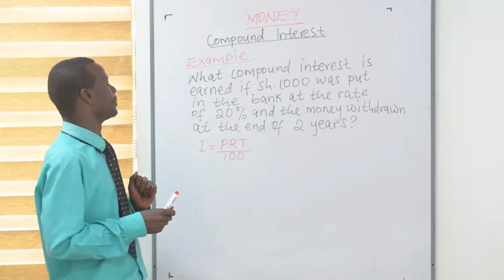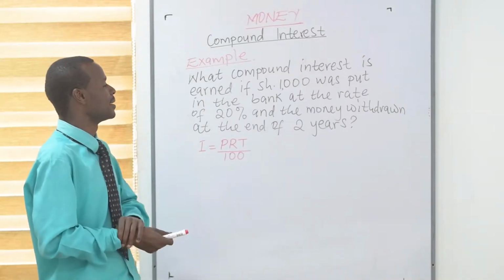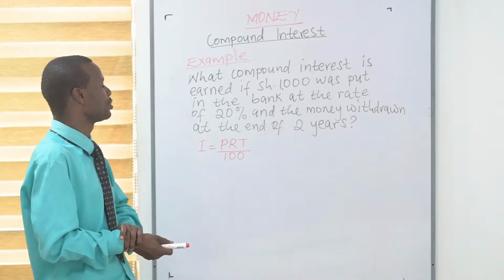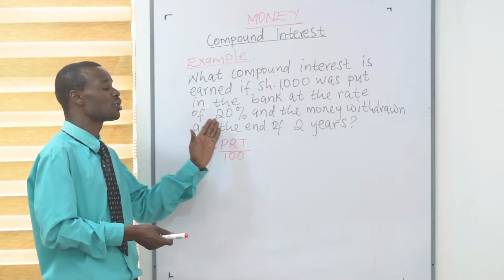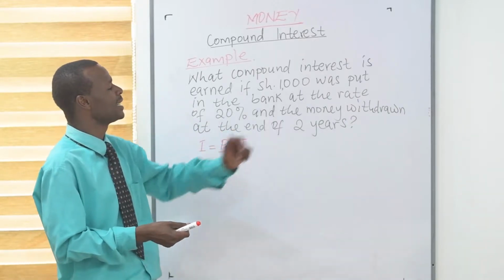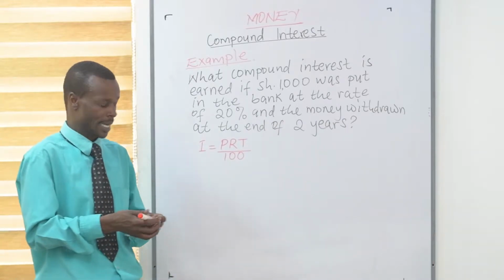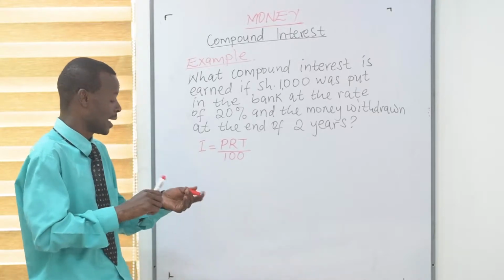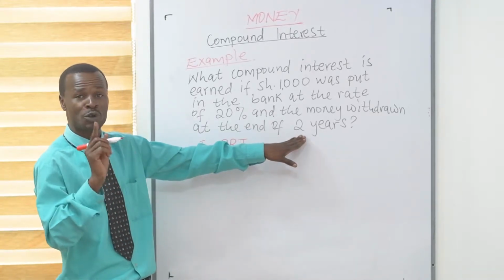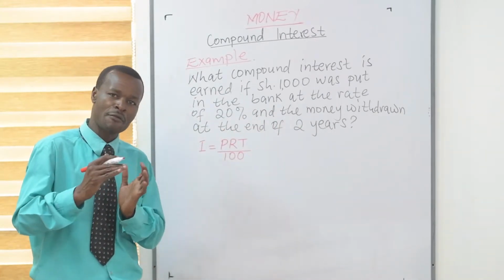Let's take this example. What compound interest is earned if 1,000 shillings was put in the bank at the rate of 20% per annum and the money is withdrawn at the end of 2 years? Now, to get our interest, we first of all note that we have 2 years and therefore our interest is going to accumulate every year.